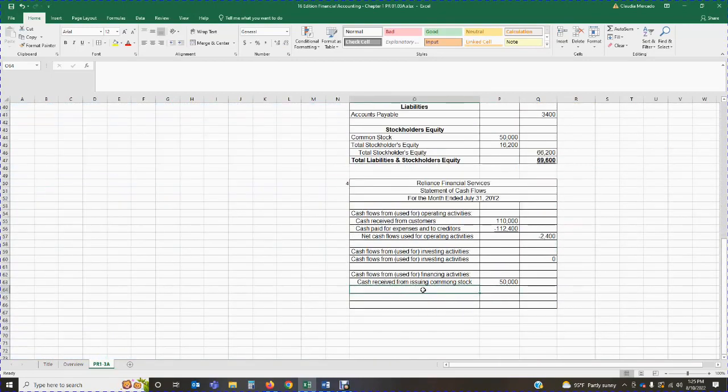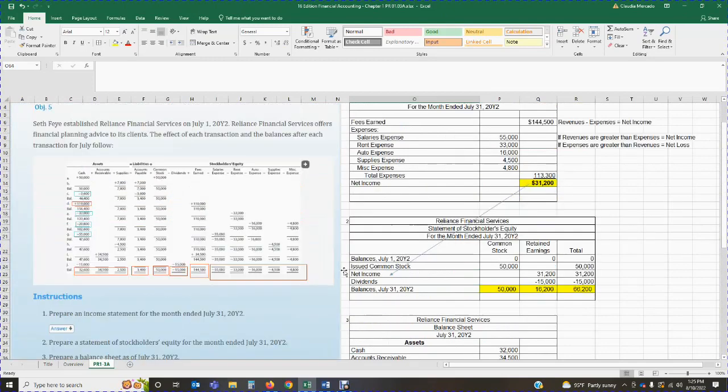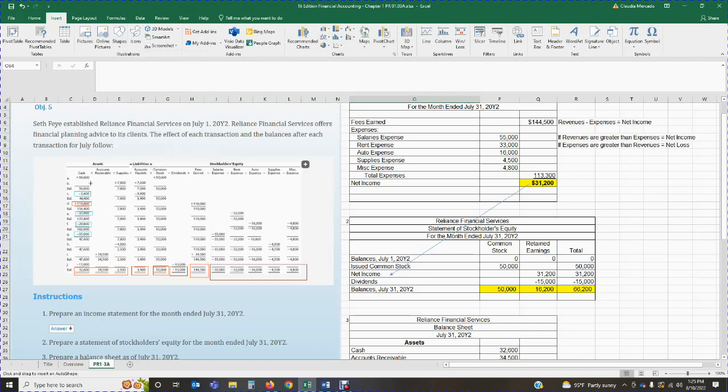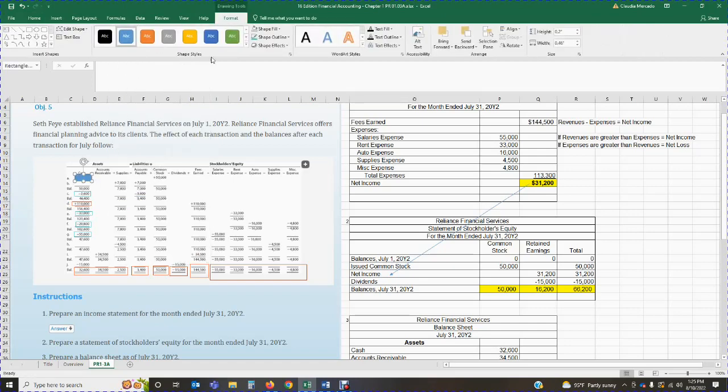Did we pay any dividends? If we look at the problem, it says the dividends were paid of $15,000 in cash. Okay, right there, in cash. So common stock, let's look at this. When we issued common stock, what did we receive? We received cash.